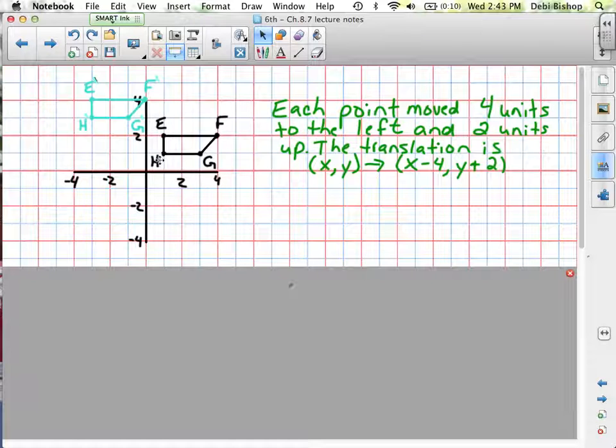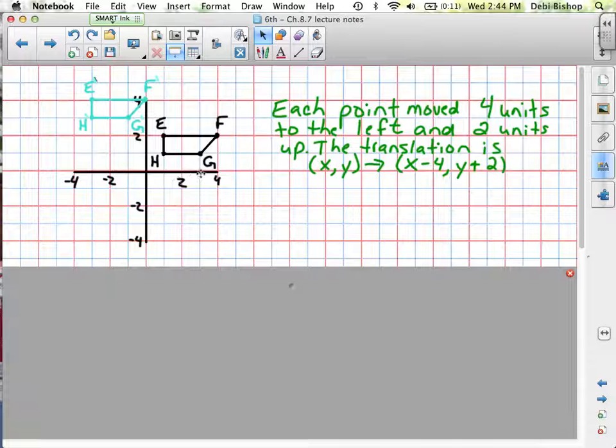So again, if you look at F, it is 4, 2. Well, 4 minus 4 is 0. And y is 2, and 2 plus 2 is 4. And so again, 0, 4 is our F coordinate.